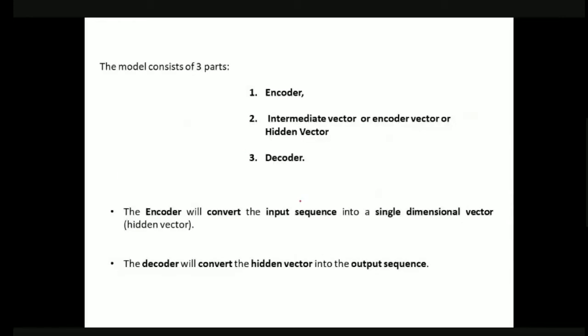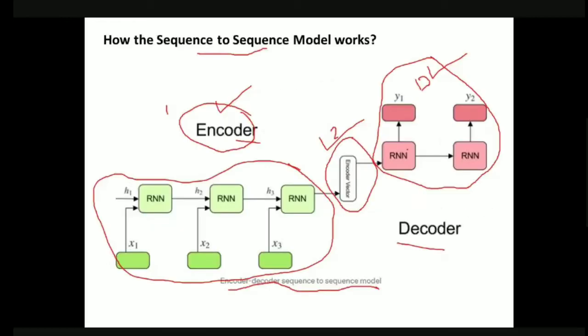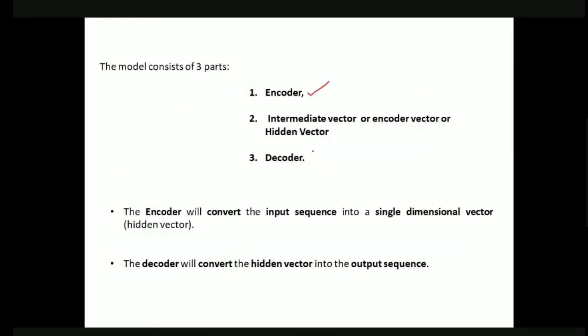As already discussed, we have the encoder and we have the encoder vector. We call this the encoder vector, or also the intermediate vector, or the hidden vector. We can call this by any of these three terms. Most of the time we refer to it as either the hidden vector or the encoder vector. And the last one is the decoder.